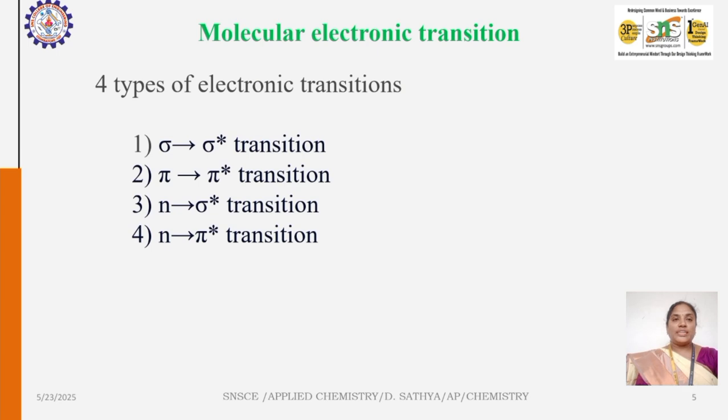In molecular electronic transition, 4 types of electronic transitions are available. One is sigma to sigma star, then pi to pi star, n to pi star, and n to sigma star. So, different types of electronic transitions occur. In the sigma to sigma star electronic transition, one sigma electron goes into the upper level. That means the sigma star energy level is excited, so the energy is absorbed.